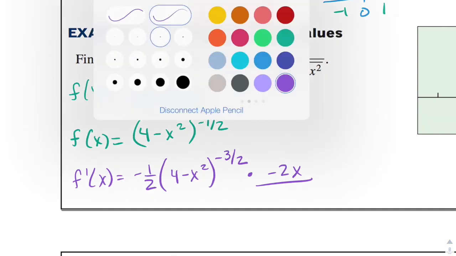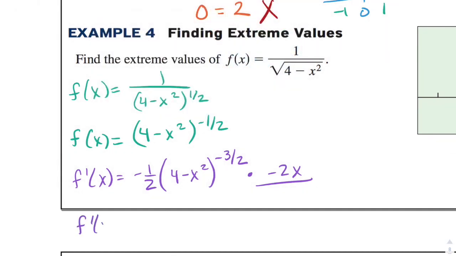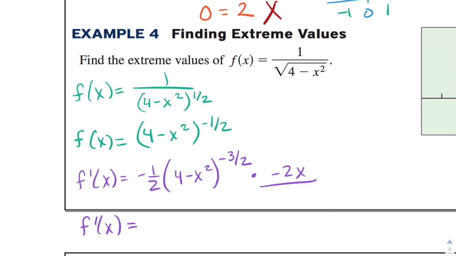So I'm going to clean this up. The derivative I'm going to rewrite. The derivative is equal to, so negative 2 times negative 1/2. I'm going to combine the first coefficient with the last negative 2x there, and I'm going to get a positive x, because negative 1/2 times a negative 2 is a positive 1. So it's positive 1x. And then I have 4 minus x squared to the negative 3/2.